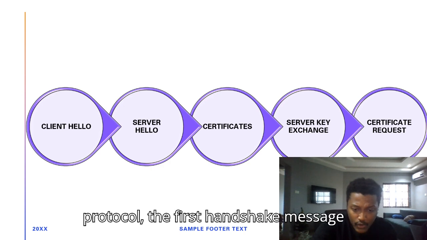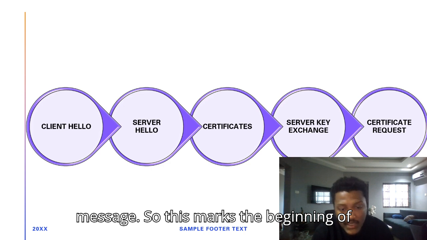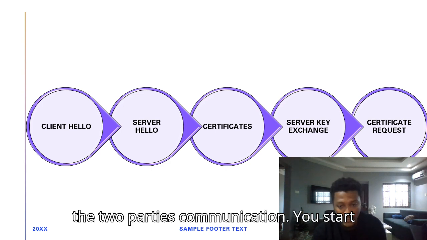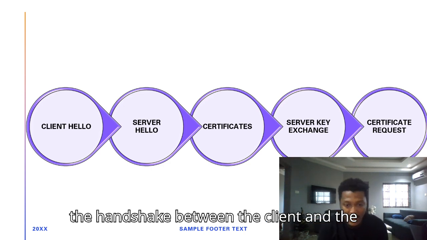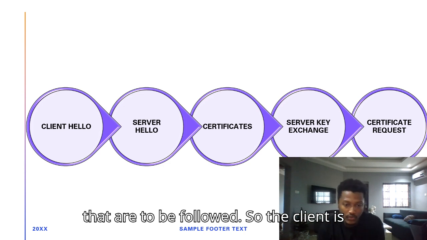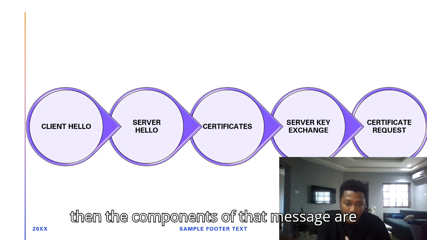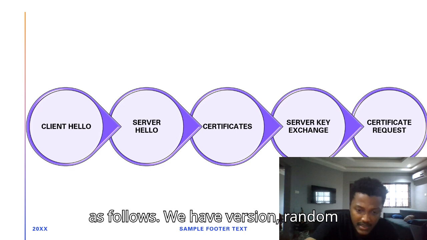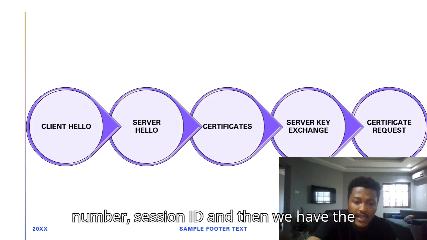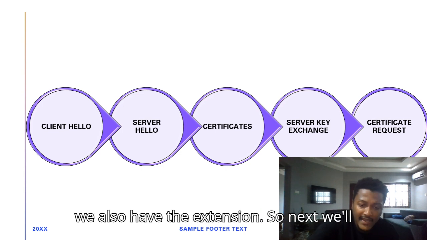So the first handshake message that we'll look at is the client hello message. This marks the beginning of the two parties' communication. It starts the handshake between the client and the server and sets the rules and cipher suites that are to be followed. The client is the one initiating the hello message, and the components of that message are as follows. We have version, random number, session ID, and then we have the cipher suite, the compression method, and we also have the extensions.